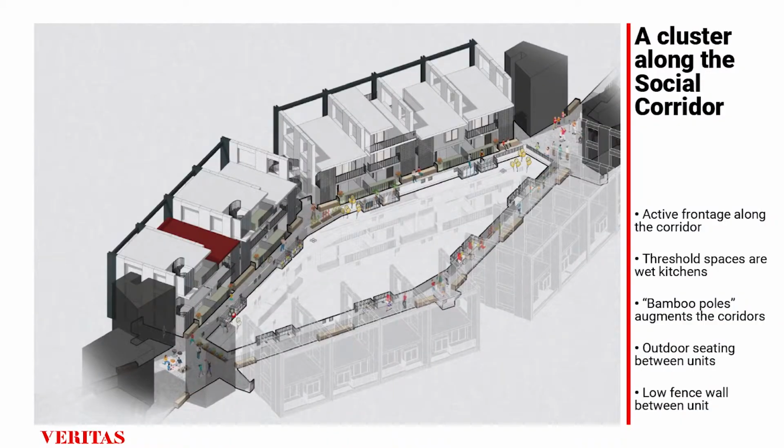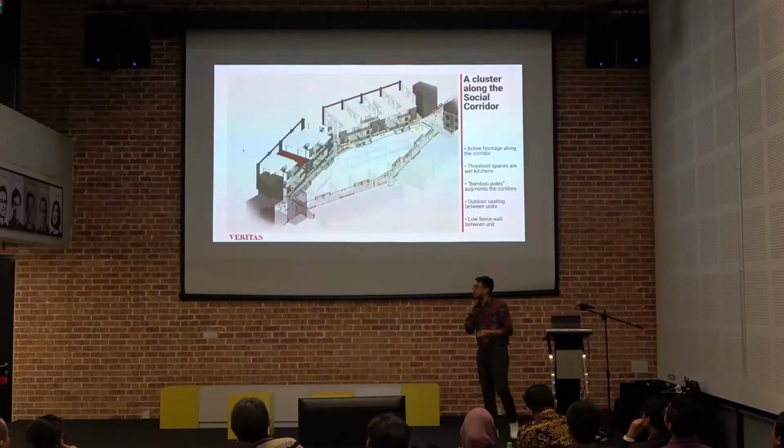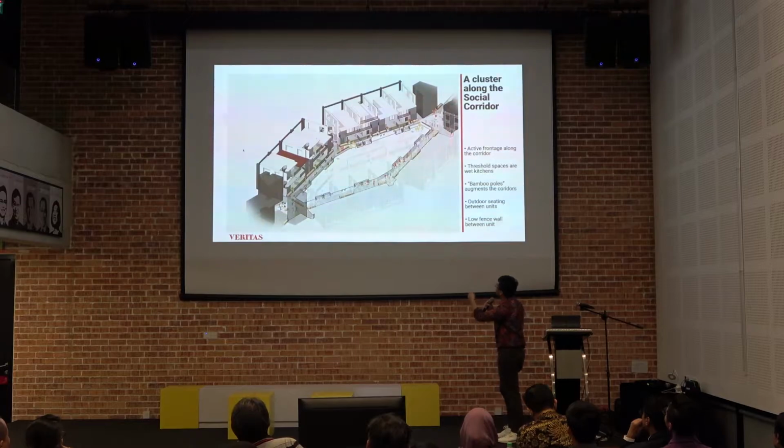So we also clustered them. Because looking at some of the problems of the PPR, these vast corridors and vast blocks with so many units, it creates isolation actually. So after a few number of units, you really don't talk to your neighbors. So we wanted to cluster them and then create a small community along the social corridor.